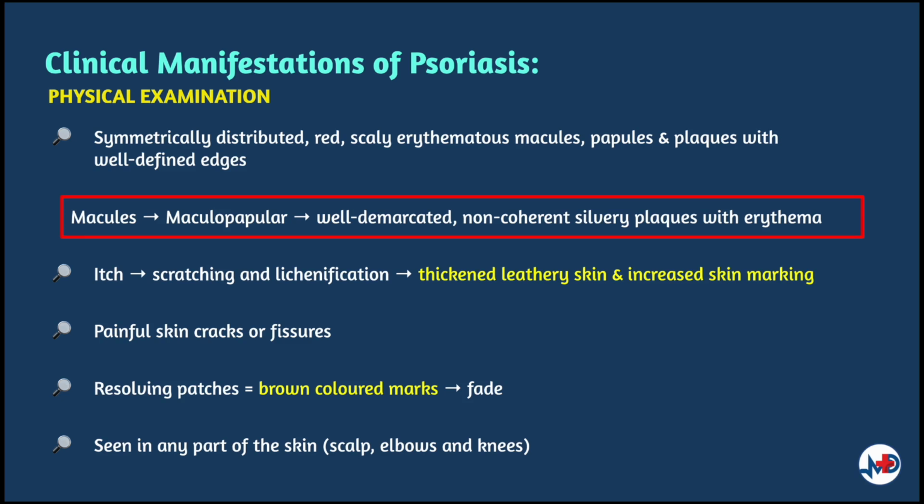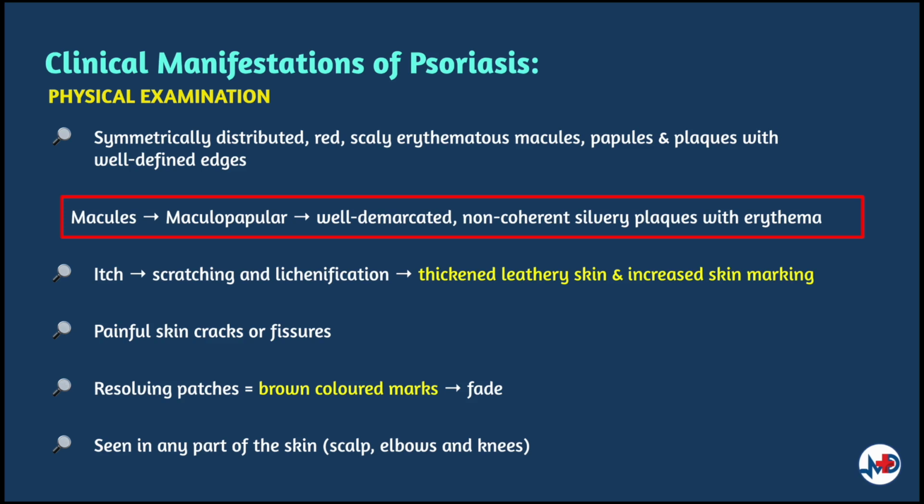Typically, the macules are seen first, and these progress to macular papules and ultimately well-demarcated non-coherent silver plaques overlying a glossy homogeneous erythema. Itch may also be present as described previously, which leads to scratching and lichenification, and this is characterized by thickened leathery skin and increased skin markings. Painful skin cracks or fissures may also be seen. Resolving patches of psoriasis often leave brown-colored marks that generally fade over periods of months.